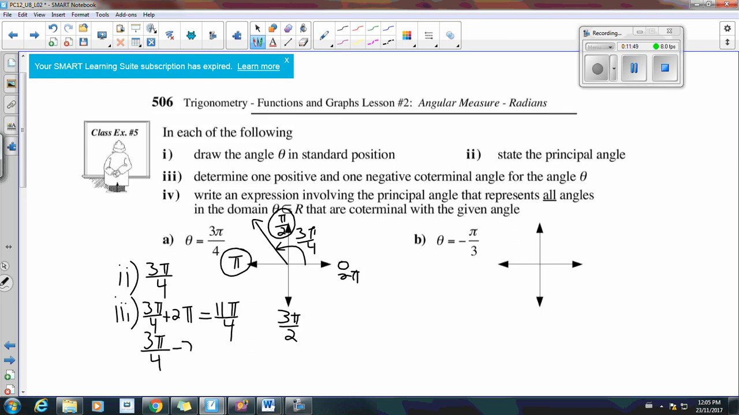To get the negative coterminal angle, we're going to subtract 2. So same thing, type in 3 over 4 minus 2. You get negative 5 over 4 and put the pi back in.